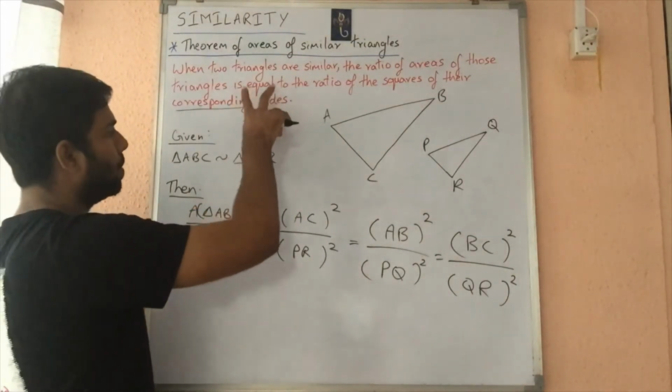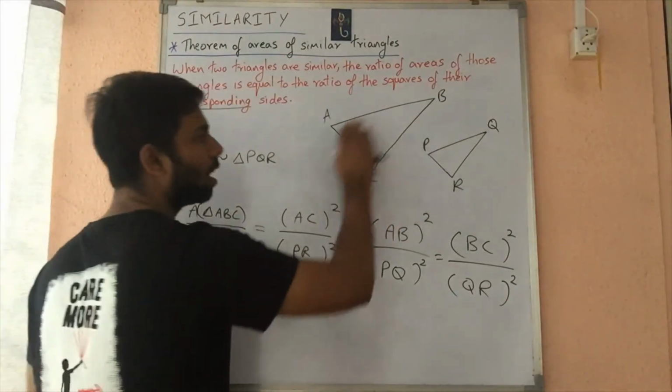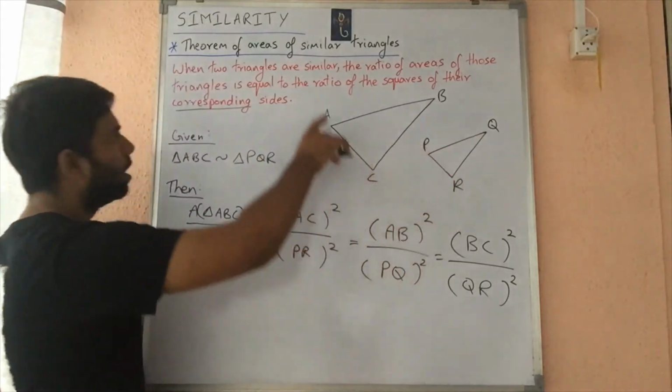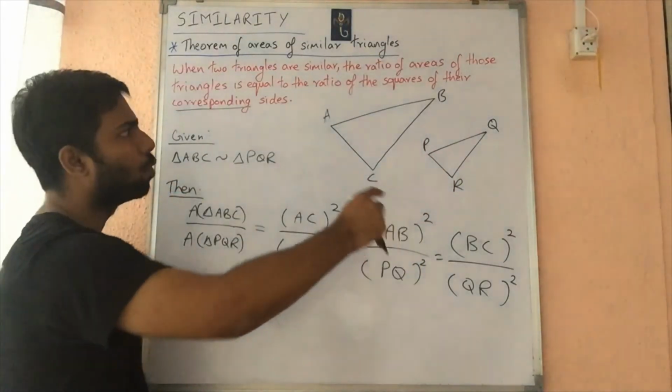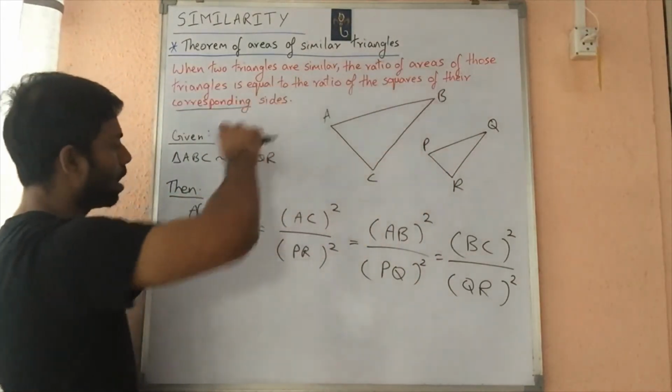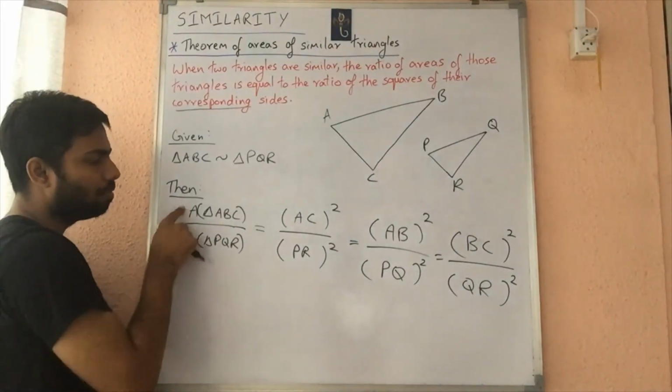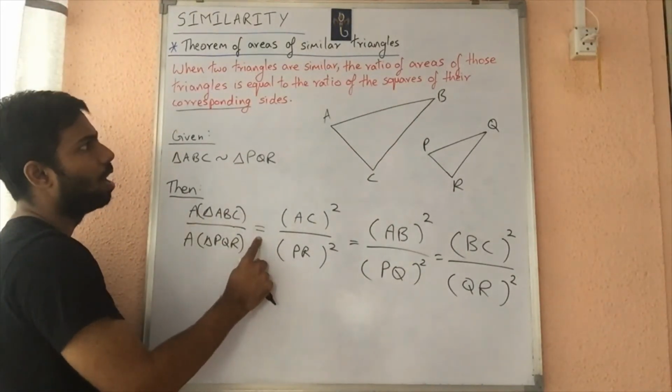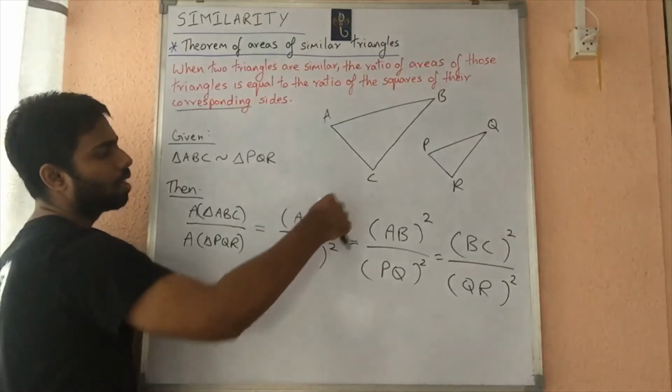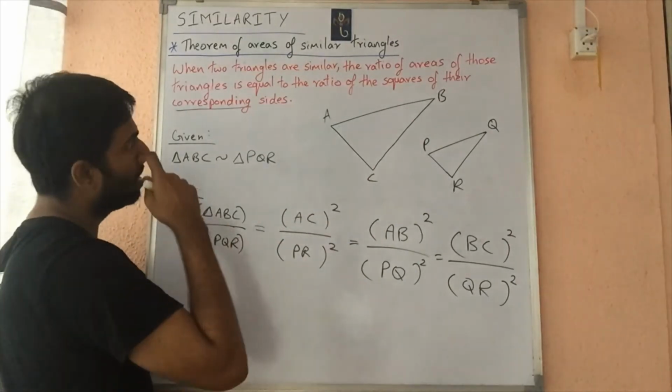When two triangles are similar, that is, if you are given that two triangles are similar, then whatever comes after the comma is the "then" part. The ratio of areas of those two triangles is equal to the ratio of squares of corresponding sides. That is why I have put squares in both places.